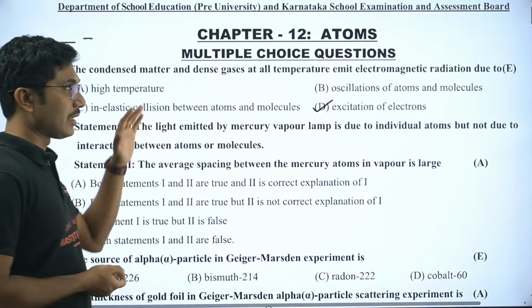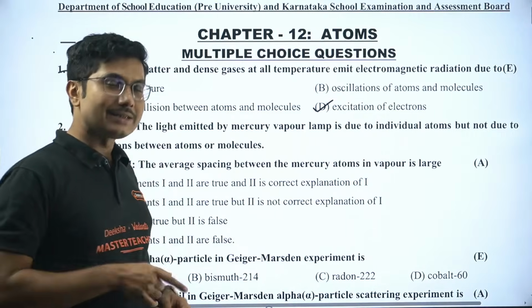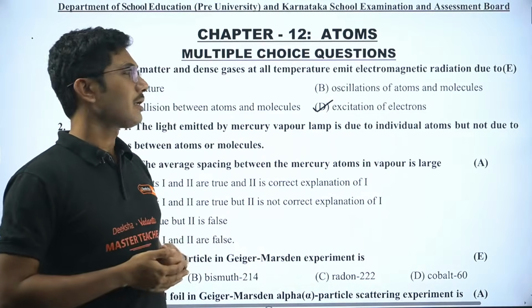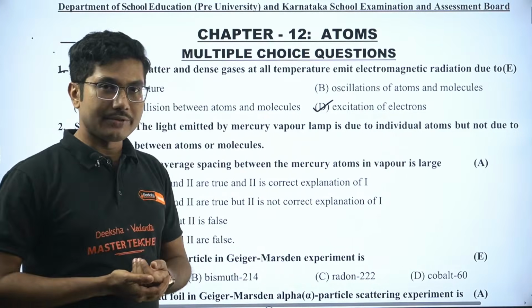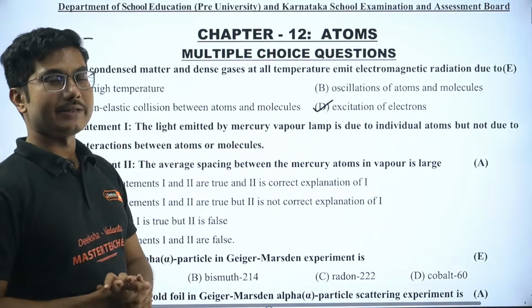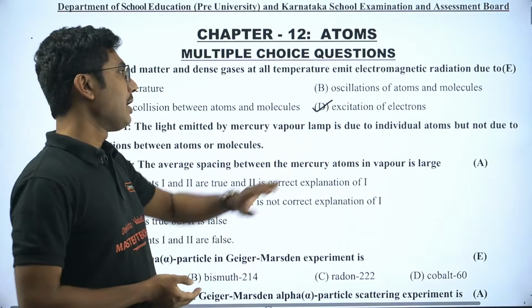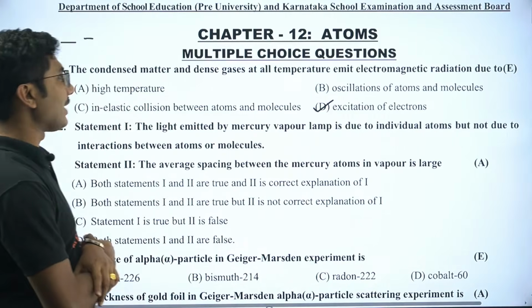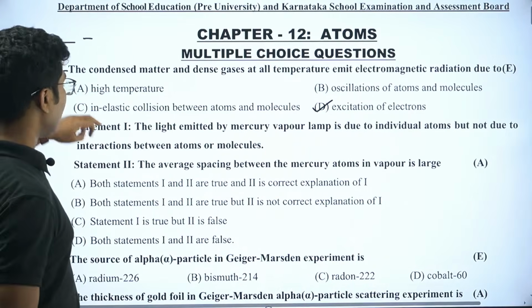Characteristic spectrum: the color that you observe, or the lines that you observe, I will not say color, can be in the visible range or outside our visible range as well. It is called the characteristic spectrum, and it happens because of excitation of electrons.